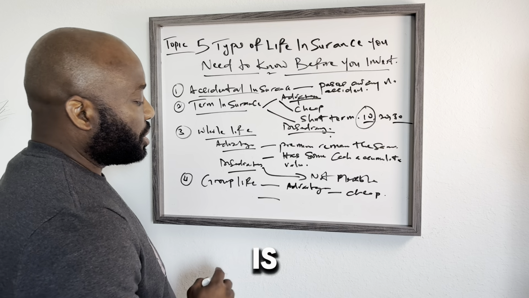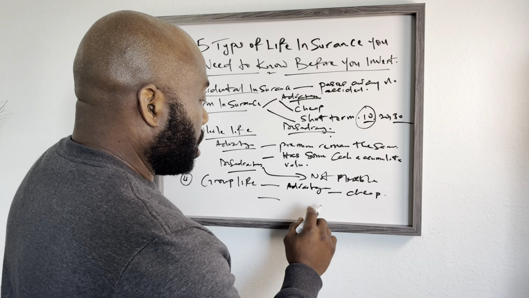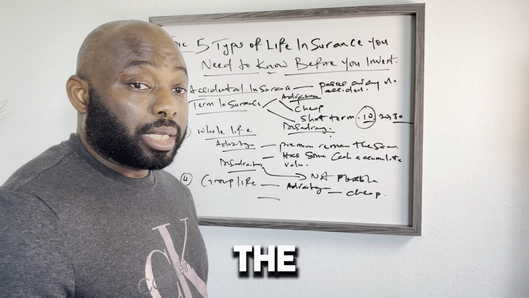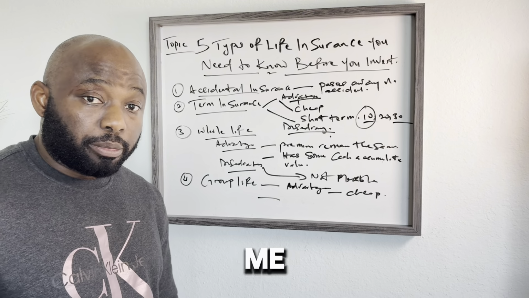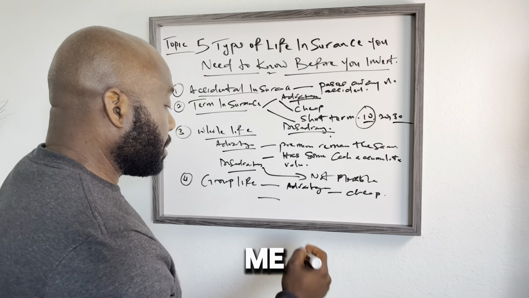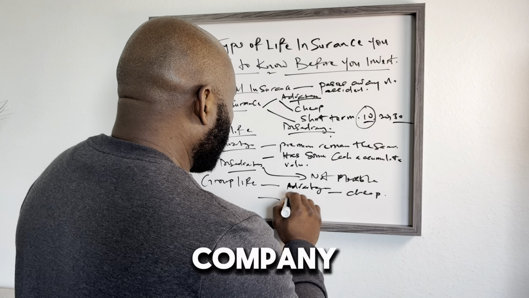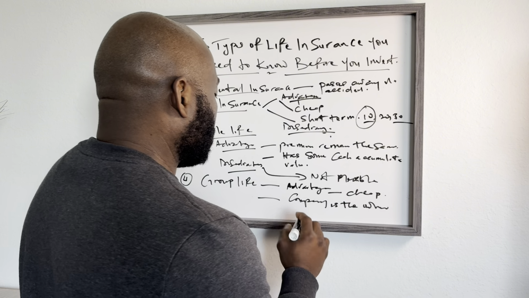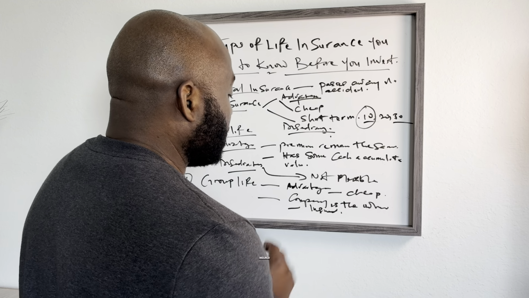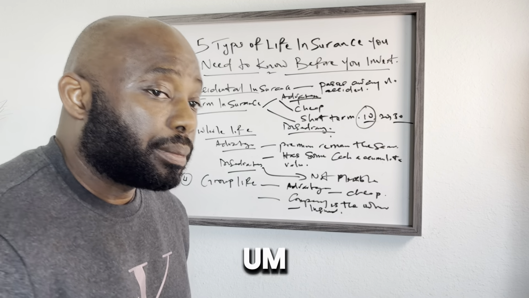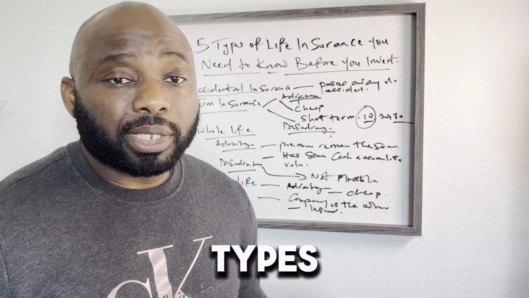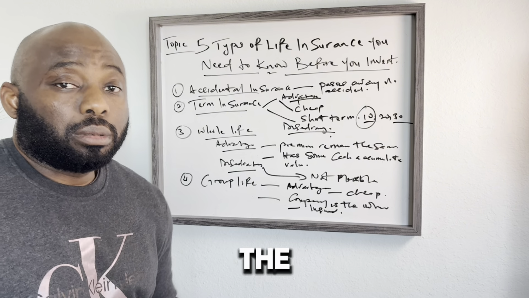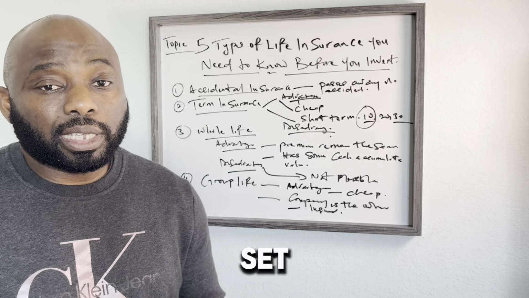Now the disadvantage is that you are the insured, but you are not the owner. The company is the owner, and you are the insured. Basically, you just have to look at all these different types of life insurance and make your own decision. So for group life, it's cheap, but you're not the owner. The company that set it up for you is the owner.